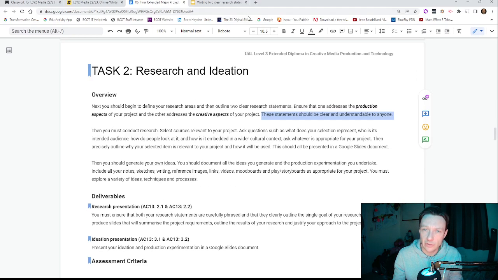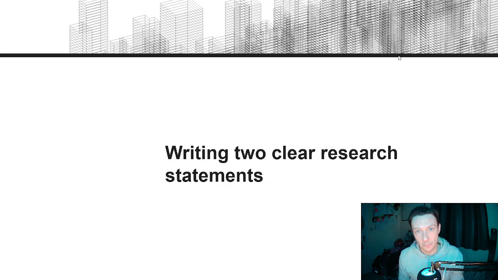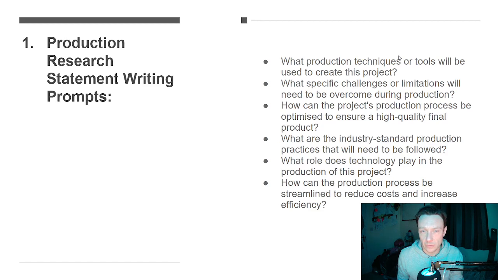So, to this end, I've created this for us, which will give us a scaffold, a guide, to help you write your 2 clear research statements. The first one on production needs to include, but is not limited to, analysis of production techniques or tools, software, hardware that will be used to create your projects. Specific challenges or limitations or barriers that need to be overcome during production. How can the project's production process be optimized?